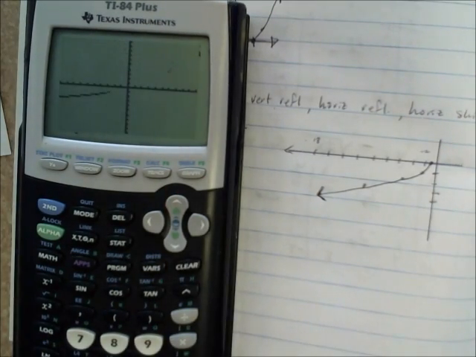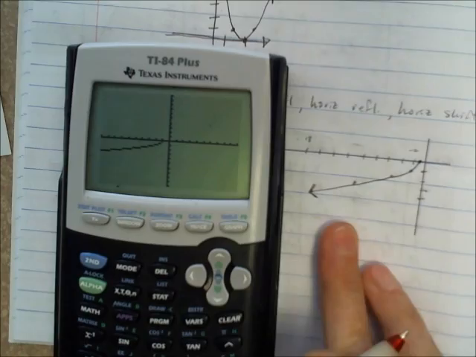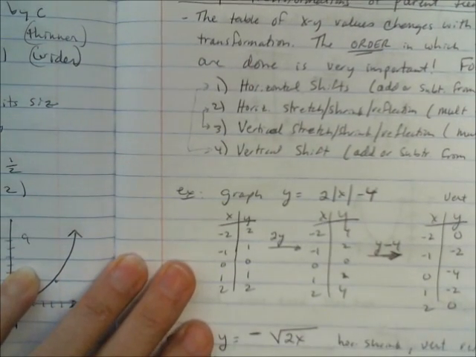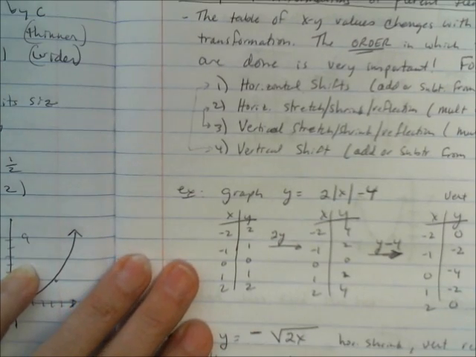So there's my graph. And it kind of looks like what we just graphed. So make sure when you have multiple transformations, you do it in this strict order here, or else you're probably going to have some of your values in your table of values done incorrectly.